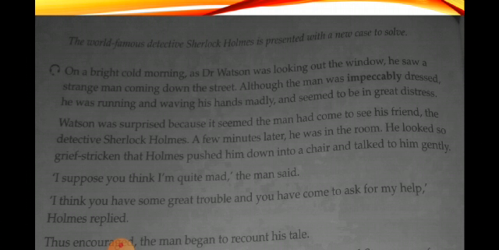A few minutes later, he was in the room. He looked so grief stricken that Holmes pushed him down into a chair and talked to him gently. "I suppose you think I'm quite mad?" the man said. "I think you have some great trouble and you have come to ask for my help," Holmes replied. Thus encouraged, the man began to recount his tale.